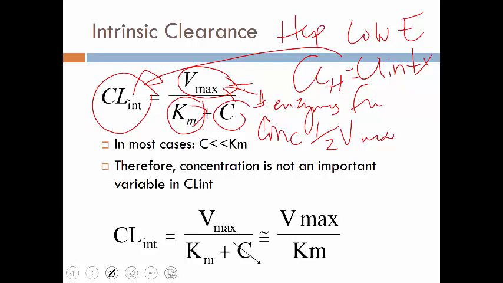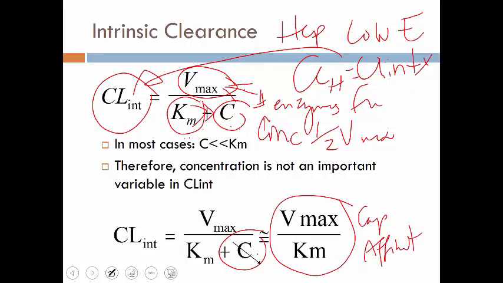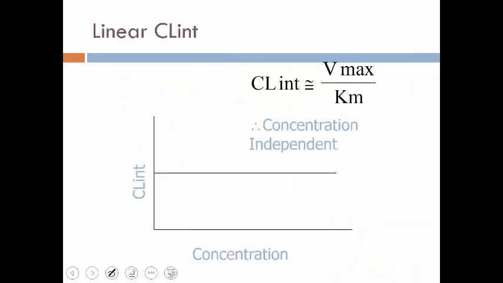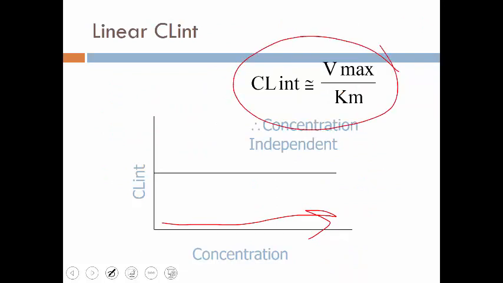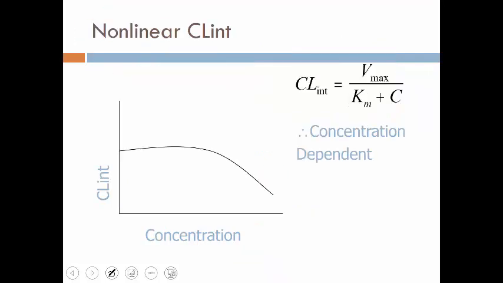For most drugs, Km is much greater than concentration, so concentration falls out in importance, and you end up really just being dependent upon the capacity and the affinity of the system. Concentration falls out in importance, and then this will be linear, won't it? And this is what usually happens. So as concentration increases, it's not a variable to determine intrinsic clearance. Therefore, intrinsic clearance remains constant with changing concentration when you have a linear situation.